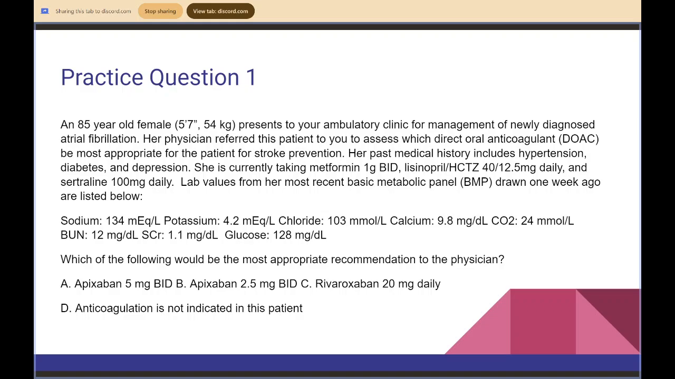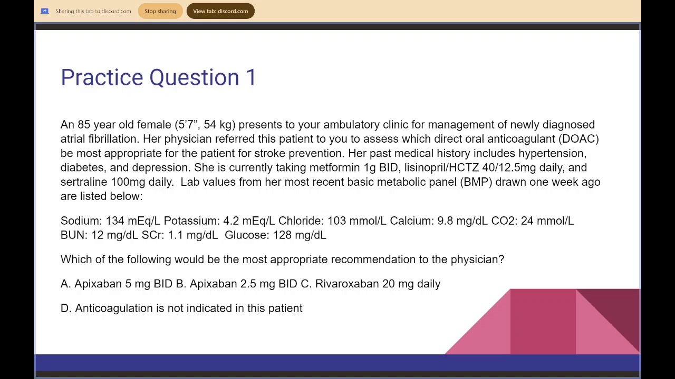So, practice question 1. An 85-year-old female who is 5'7", 54 kgs, presents to your ambulatory clinic for management of newly diagnosed AFib. Her physician referred this patient to you to assess which DOAC would be most appropriate for stroke prevention. Past medical history includes hypertension, diabetes, and depression. Currently taking metformin 1 gram BID, lisinopril HCTZ 40/12.5, and sertraline 100 mg daily. Lab values are listed below from the BMP.